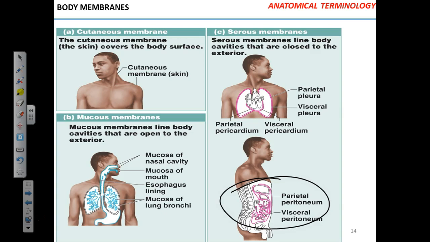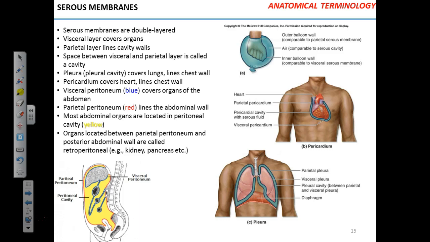I'm going to ask you, you're going to find such and such membrane in blah, blah, blah. Or match a membrane and the organ system. All right? So we're going to continue with anatomical terminology next class.